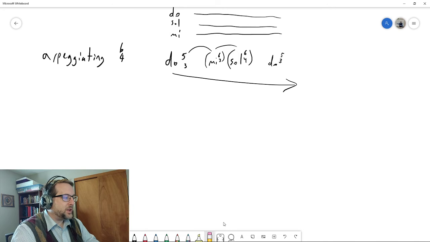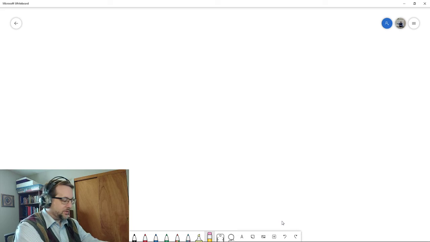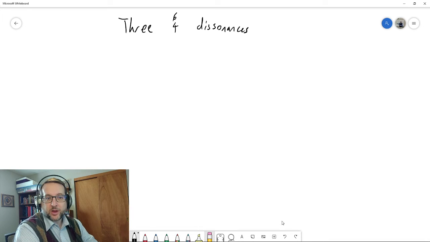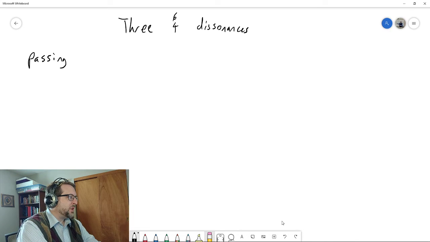Now let's get into the three that actually matter. There are three 6/4 dissonances. Just clear that canvas off. We're talking about the three 6/4 dissonances. And we're going to define them based on what the bass note does. So one of the most common is what we call the passing 6/4 chord. Guess what the bass is doing in a passing 6/4? If you guess that it's passing, you're absolutely correct.